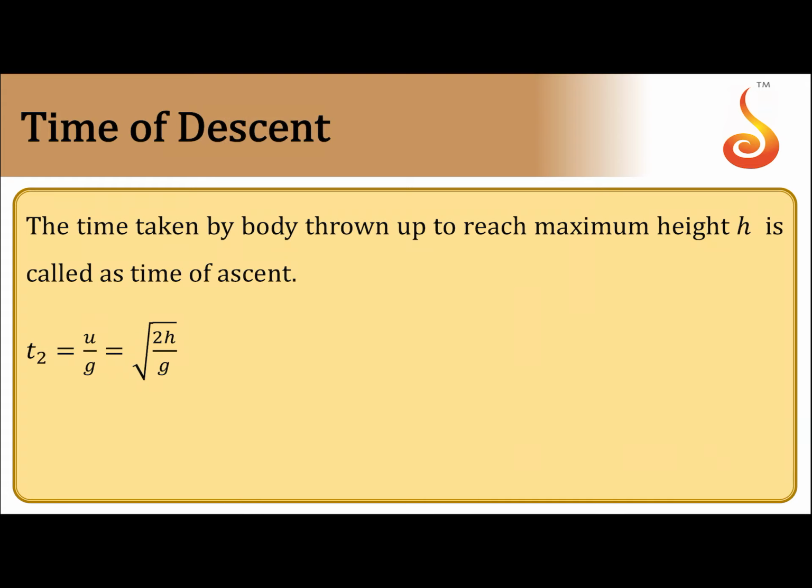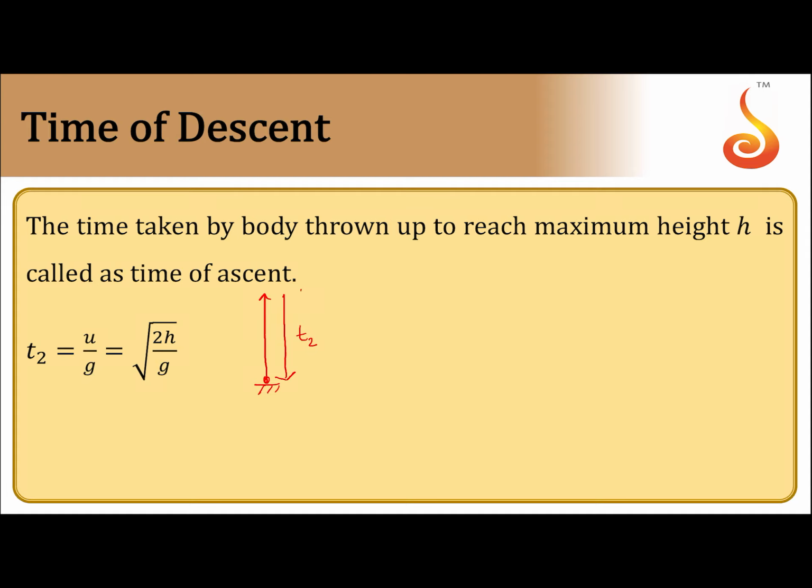So, now what is time of descent? The time taken by the body which is thrown up to reach the maximum height is time of ascent. Time of descent is just opposite. Particle has gone up and it has reached the highest position. Now, it is coming back. The time taken for this part of the journey, the second part of the journey, is what is called as time of descent. To do this one, let us consider the following argument.